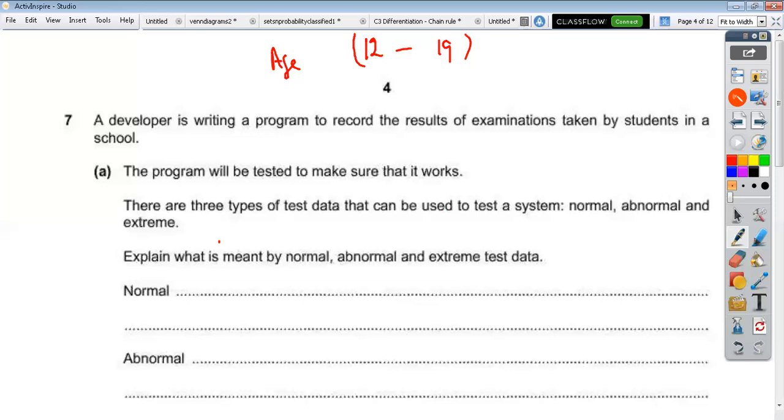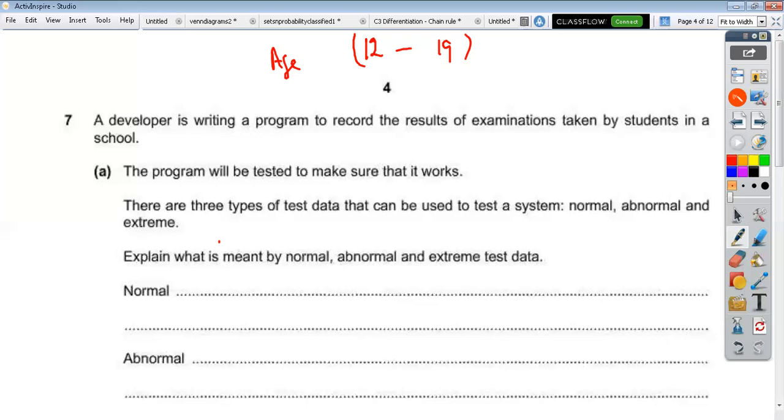What will be the normal data? You need to know this, huh? What will be the normal data? What will be the normal age? That's what you mean. What will be the normal age from that? That's normal data. What will be the normal age? Give me an example of normal age from what I've said.